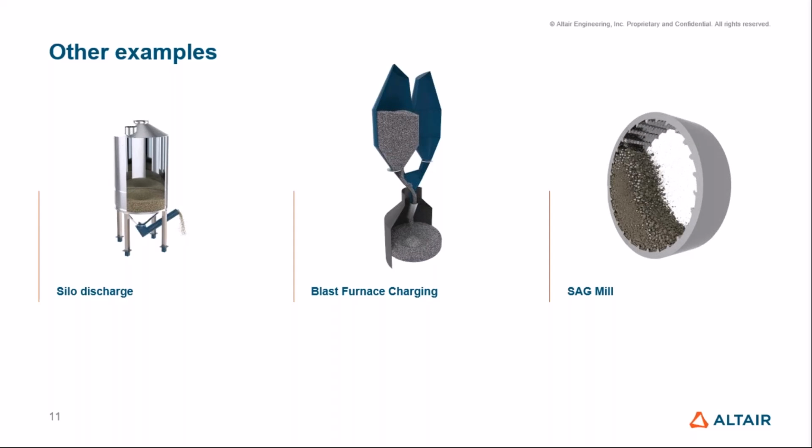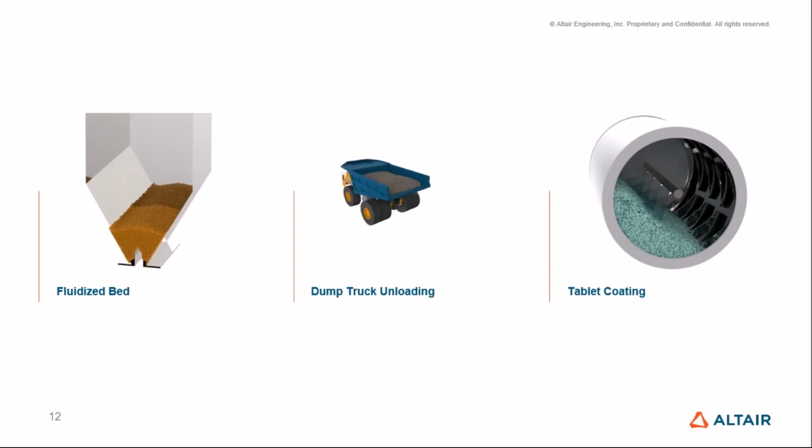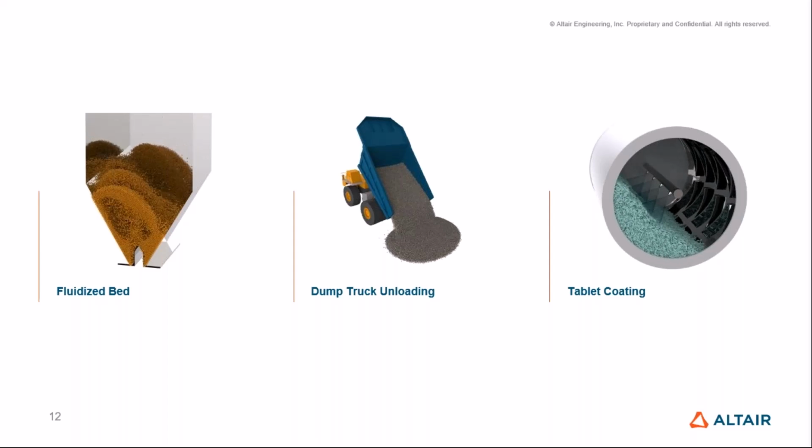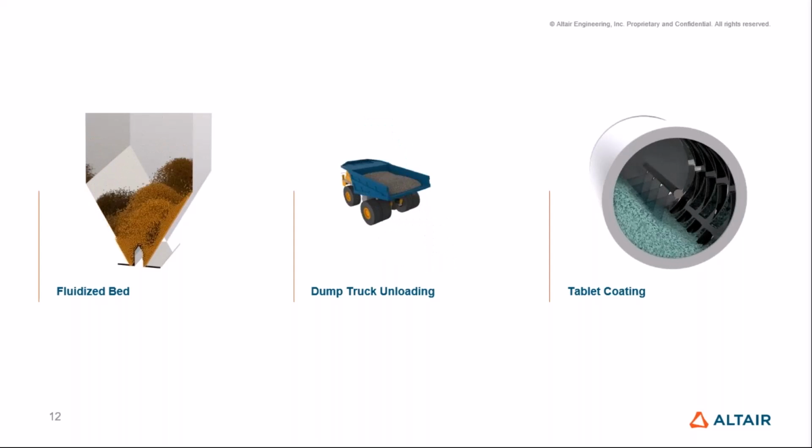So generally, this can be applied to any industry, or any simulation, to be honest, that you run in EDEM. So we've got here some examples of a silo discharging, blast furnace charging, that blast furnace with quite a high number of particles, 10+ million at that stage. A SAG mill as well, with the differentiation between the steel bolts and the mineral itself. Might be lagging a bit. Fluidized beds, dump trucks unloading, tablet coating. To be honest, the possibilities are endless.